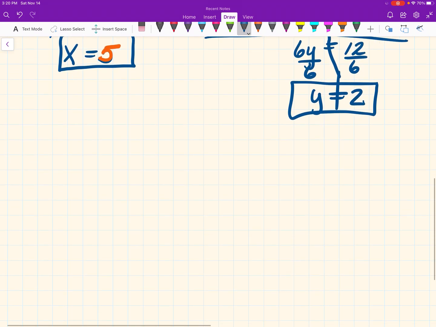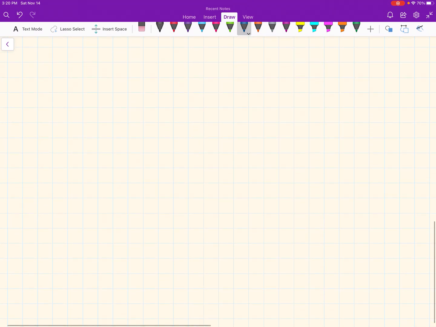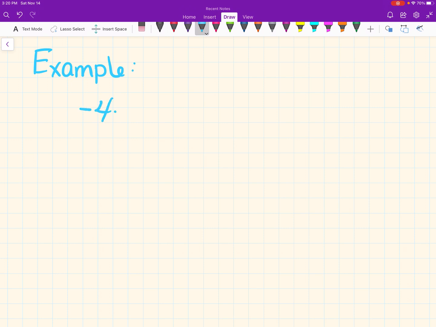Okay, let's try another one. Example 2. Negative 4x plus 3y equals negative 3, and 4x minus 5y equals 5.